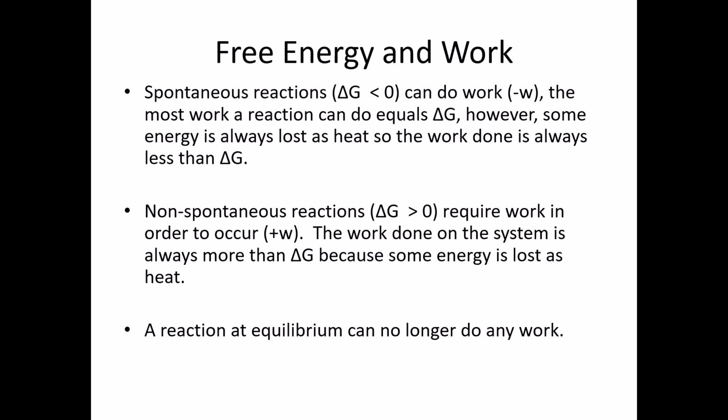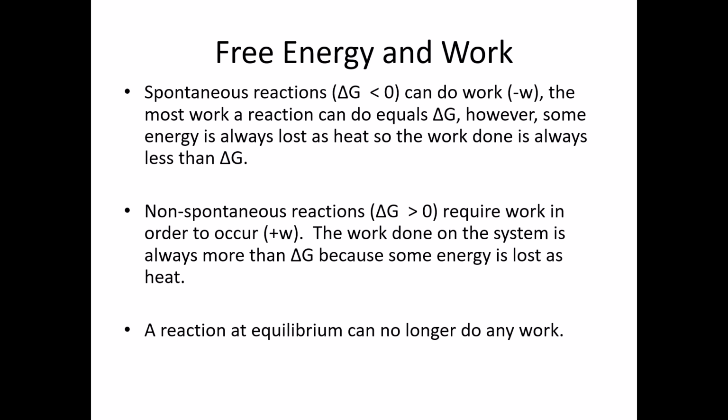Alright, so to summarize this part, spontaneous reactions can do work. That means they have a negative delta G. They also have a negative W for the work. The delta G value tells you how much work can be done by the reaction based on how much starting material you have. It's never exactly equal to delta G because there's always some of the work that is lost as heat, because no system is perfect. Non-spontaneous reactions, delta G is positive, cannot do work at all.